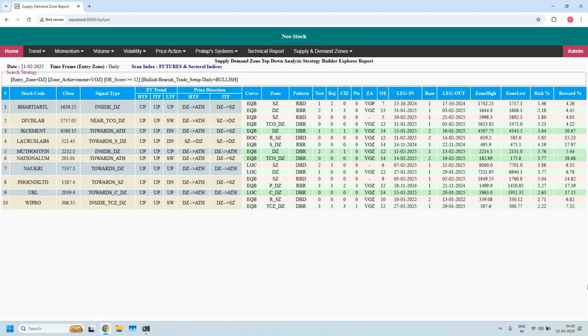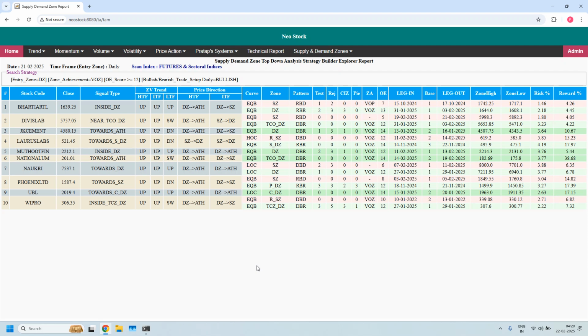And entry time frame zones are daily demand zones. All these zones are daily demand zones. Out of these 10 daily demand zones, we should identify zones that might have a higher probability of success. For that, we are using zone confluence, two filters.